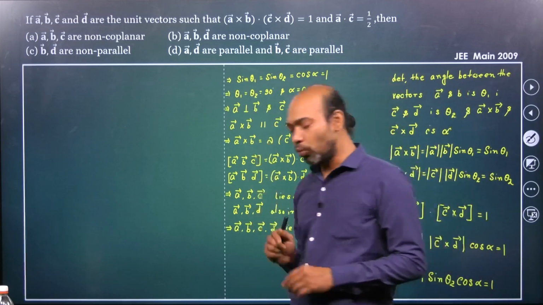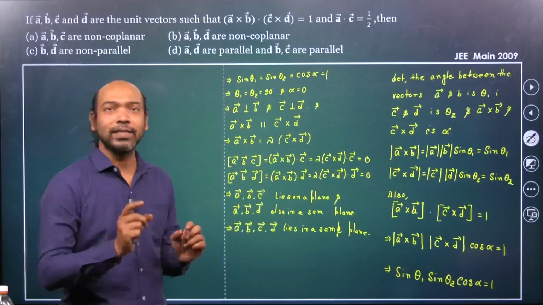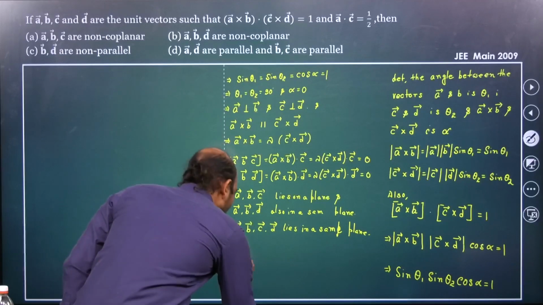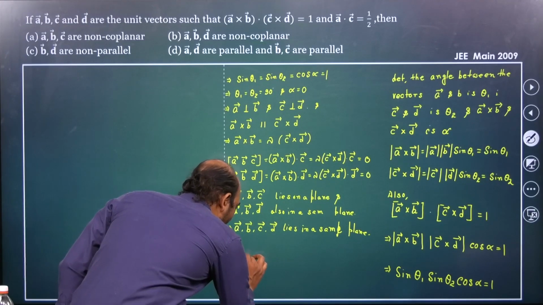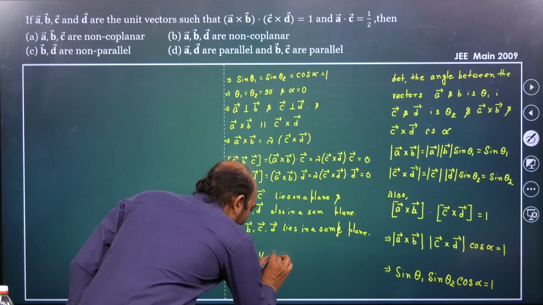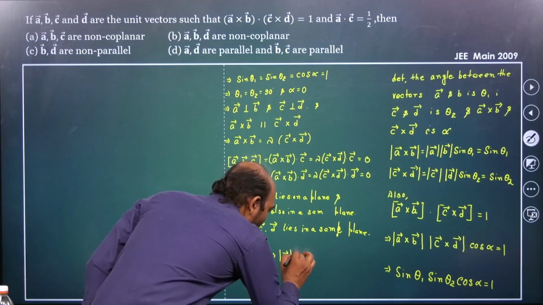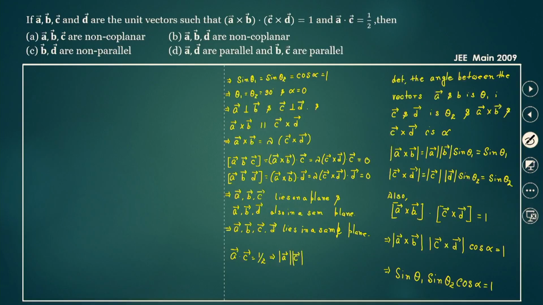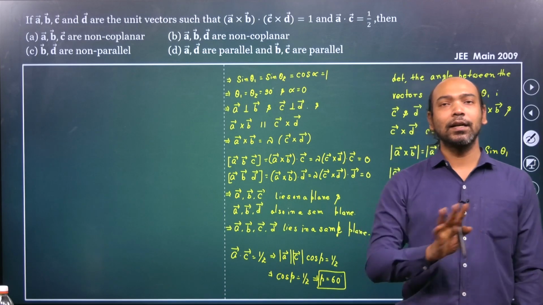Now come back, one piece of information is left, that is A dot C is equal to half. Let's take that info. Here it is given that the vector A dot C is equal to half. That implies mod of A, mod of C and the angle between them. Let us consider that angle as beta. So cos beta is equal to half, and that implies that beta is equal to 60 degrees. So the angle between the vectors A and C is 60 degrees. That's the conclusion we draw.